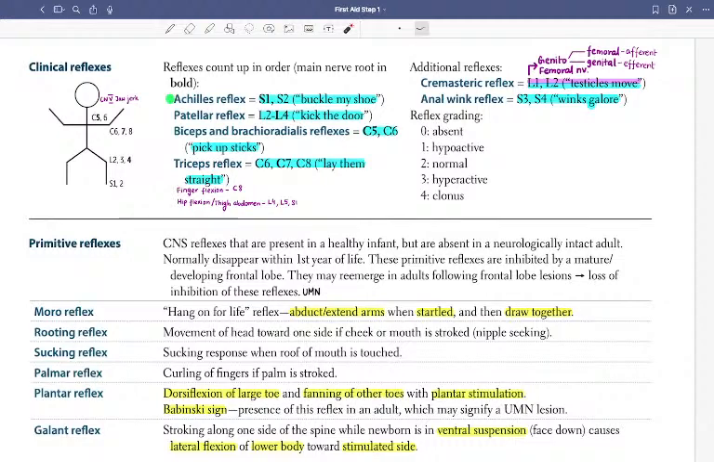Okay, next we have ankle. Now A, C, we know that that is going to be S, sacral. So we know that it's going to be sacral only. Now sacral what? The number. A is the first letter, so that's why S1, S2.